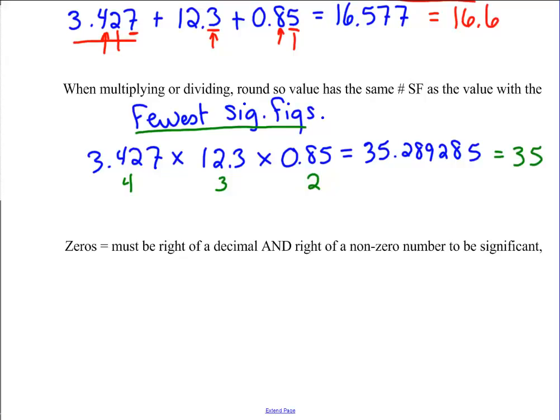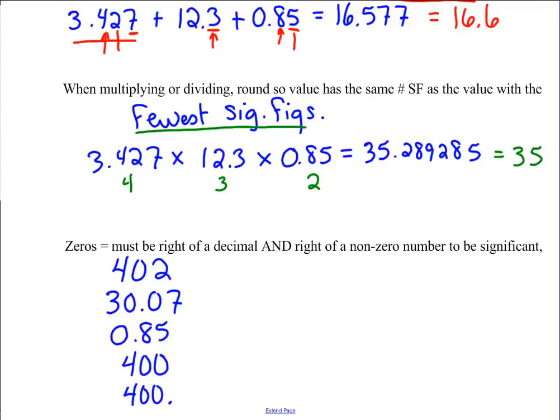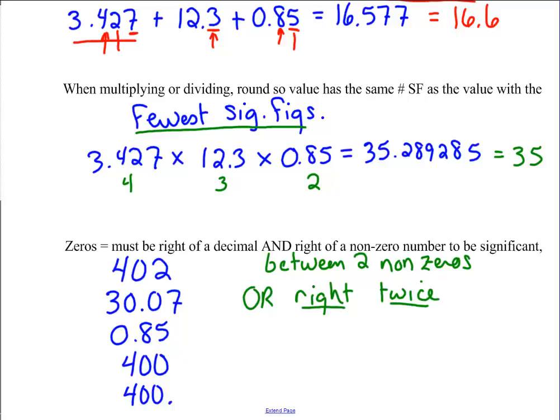So if I have a number that has zeros in it, how do I figure out if the 0 is significant? Let's take a look at a couple of examples. So I have 402, I have 30.07. One quick and easy way to remember zeros is it's either between two non-zeros or it has to be right twice. We'll take a look at both of these.